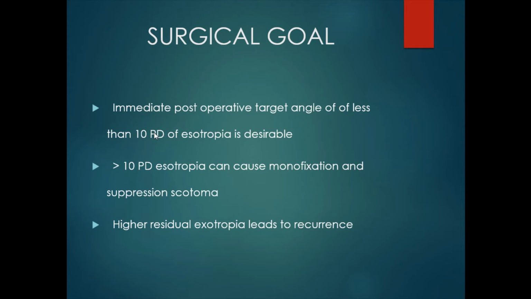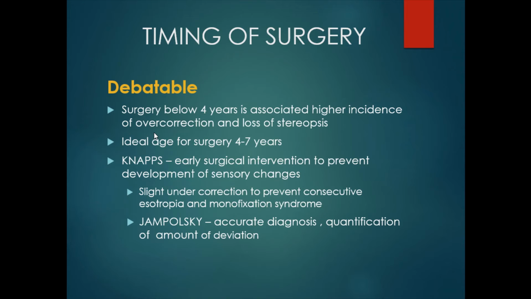So the surgical goal will be to immediately get an orthophoric stage or less than 10 prism diopters. It's always desirable, because sometimes more than 10 prism diopters, especially in smaller children, you can develop monofixation suppression scotoma. And in older children, or adults, I prefer to do a little bit of eso, a little bit of overcorrection, because sometimes they drift again so slowly and then they come to orthophoria, but in children you have to be cautious. This timing of surgery, we already spoke about it.